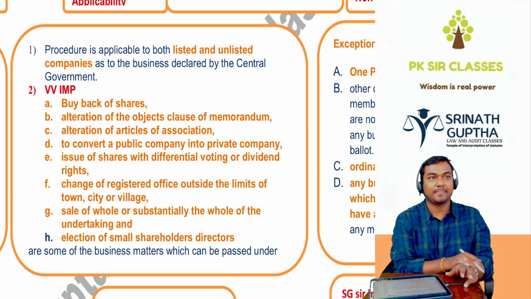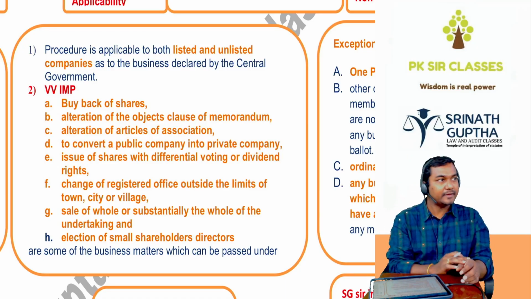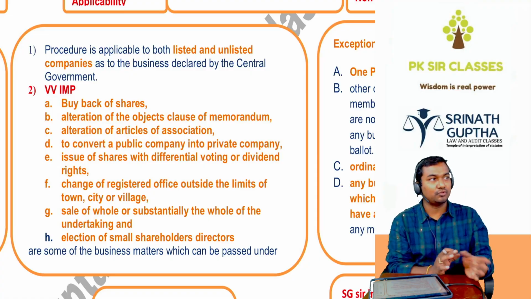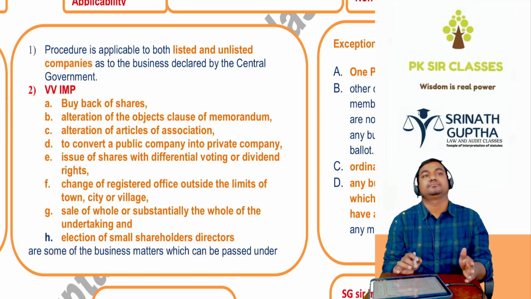In the exam, he will give 5 to 6 items. He will ask for which kind of items we can use the postal ballot. Out of these 4 to 5 items, 1 or 2 items will be from this A to H. Done.